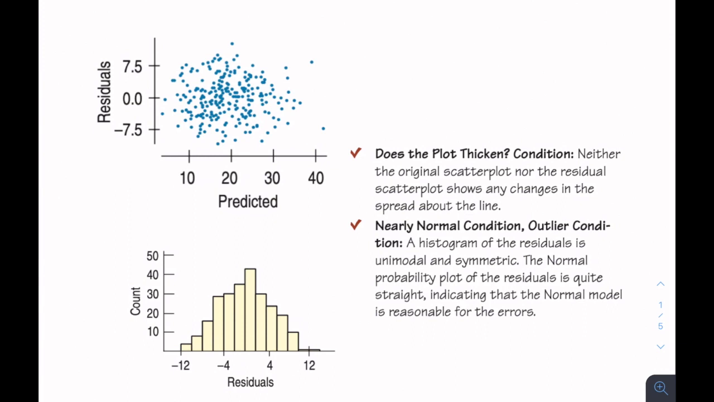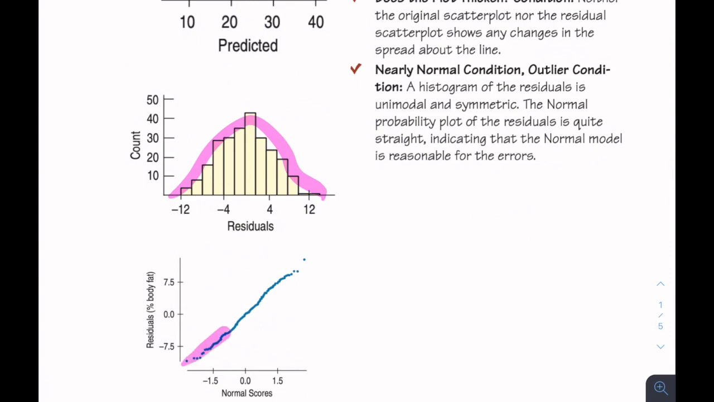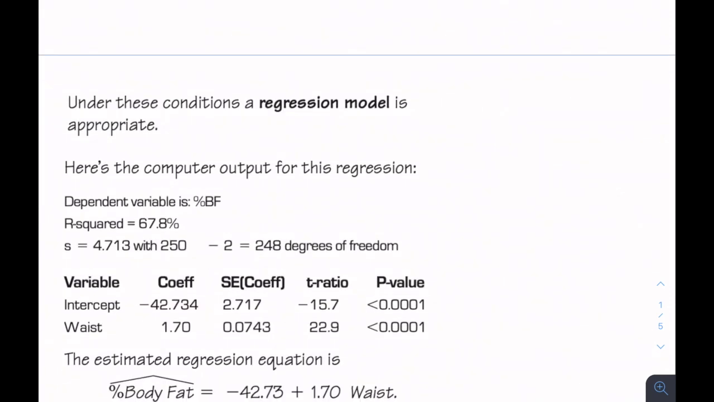For the nearly normal condition and outlier condition, our histogram of the residuals is unimodal and symmetric, as we can see. The normal probability plot, or NPP, of the residuals is quite straight, so we don't see any outliers, indicating that the normal model is reasonable for these errors. Under these conditions, a regression model is appropriate.